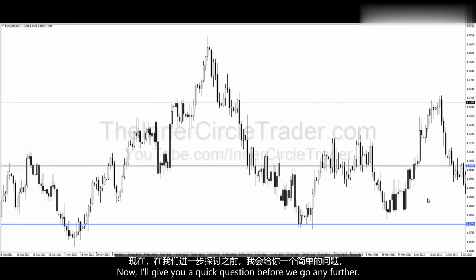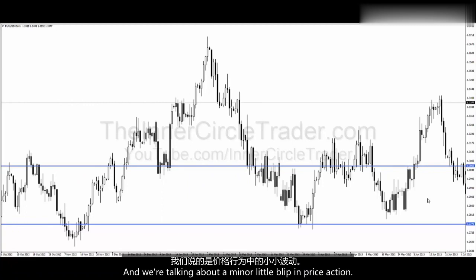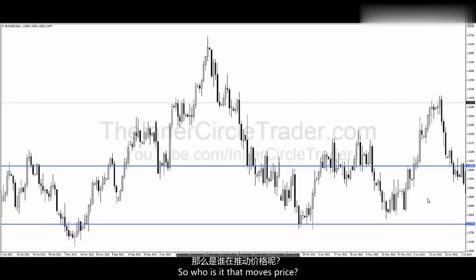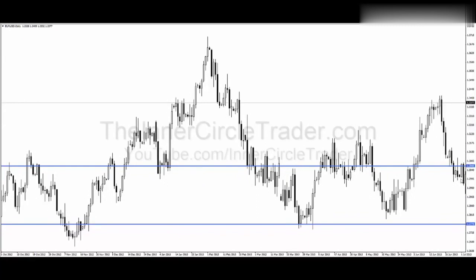Now, I'll give you a quick question before we go any further. Can you, as a retail trader, move the market? No, you can't. Can we, as a group of retail traders, move the market? Sure, on a short-term basis, but not very much, and we're talking about a minor little blip in price action. So who is it that moves price? Who can take price from these levels here all the way down here?